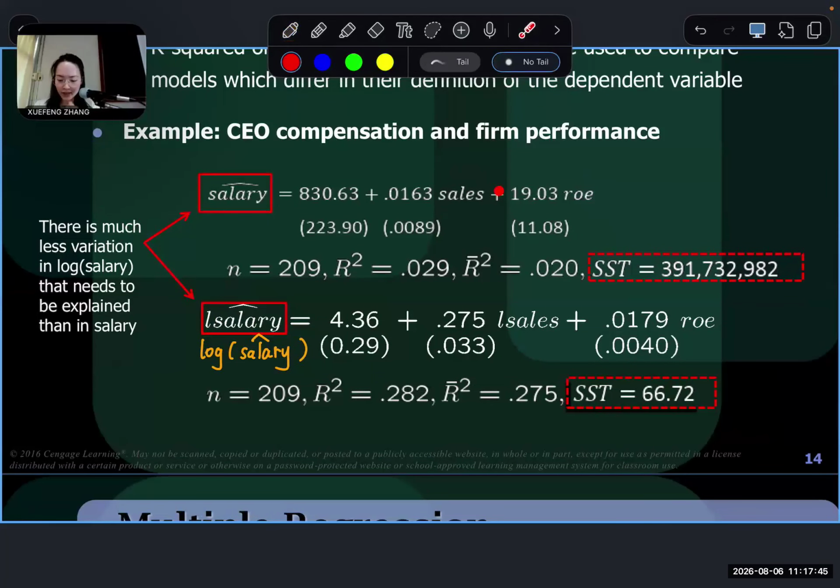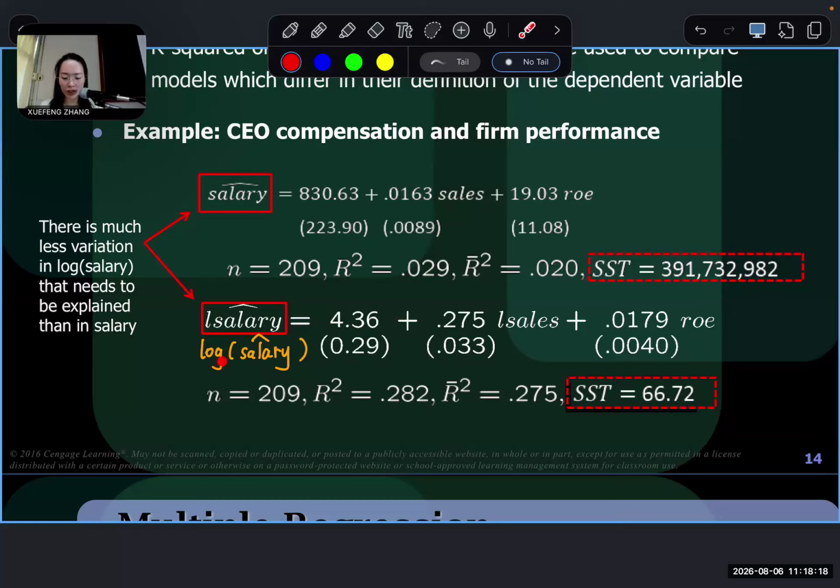And you see the dependent variable, this one is the original sales, right? But here is the log sales. So let's see the first model, model 1. What is the adjusted R square? 0.02. And you see the R square, which is 0.029. What is the SST? Extremely large, right? About 391 million.